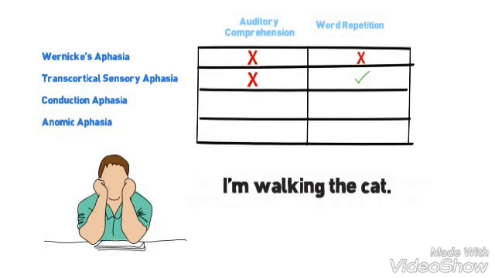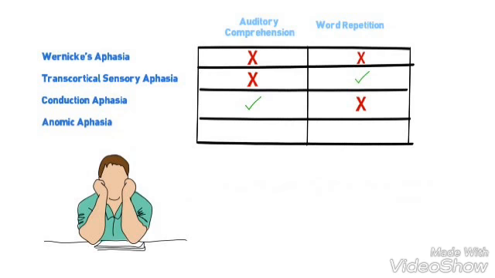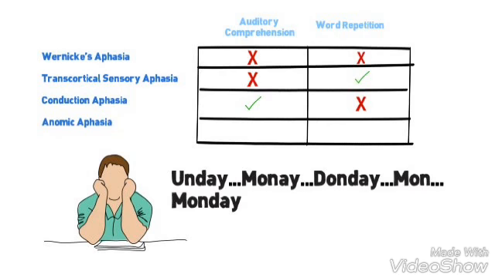A patient with conduction aphasia has intact auditory comprehension, but impaired word repetition. This means that the patient understands the words coming in, but has a hard time repeating them back. If a clinician asked a patient with conduction aphasia to repeat words, it might sound something like this. Say television, velitision. Say Monday, unday, Monday, Dunday, Monday.